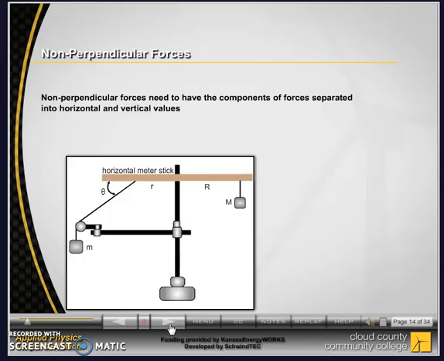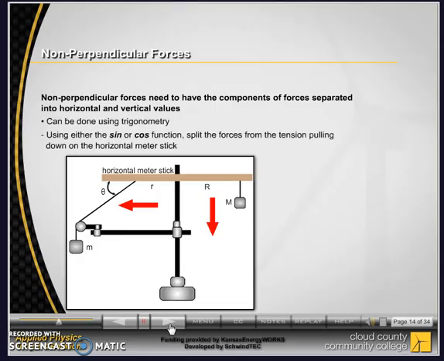Non-perpendicular forces need to have the components of forces separated into horizontal and vertical values. This can be done using trigonometry. Using either the sine or cosine function, you can split the forces from the tension pulling down on the horizontal meter stick this way. An example is shown on the next page.